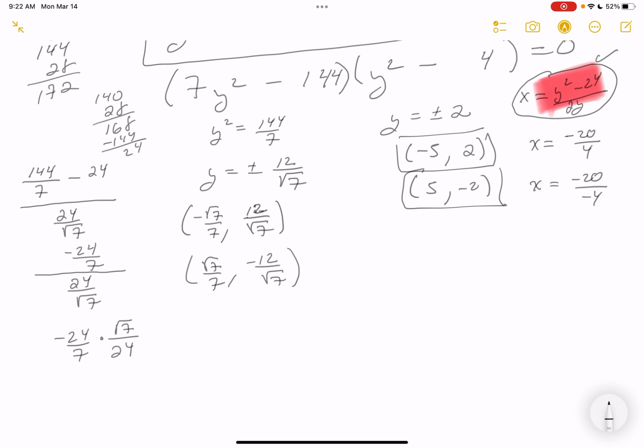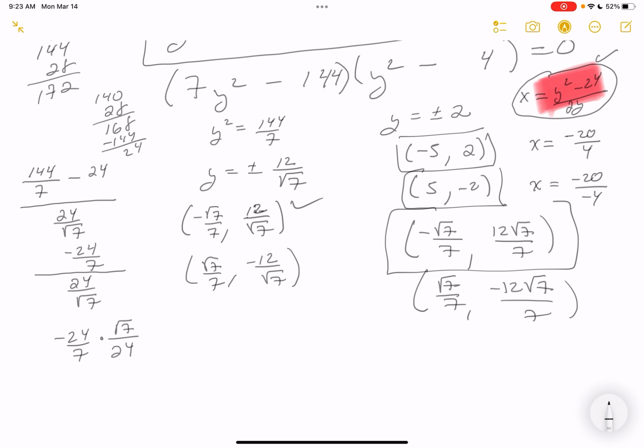I'm just going to clean those up a tiny little bit. And I'm going to write this as minus root 7 over 7, comma, 12 root 7 over 7. We'll look at the key later, by the way. I just did this one. This would be root 7 over 7, minus 12 root 7 over 7. And I'm going to commit to these answers over here.